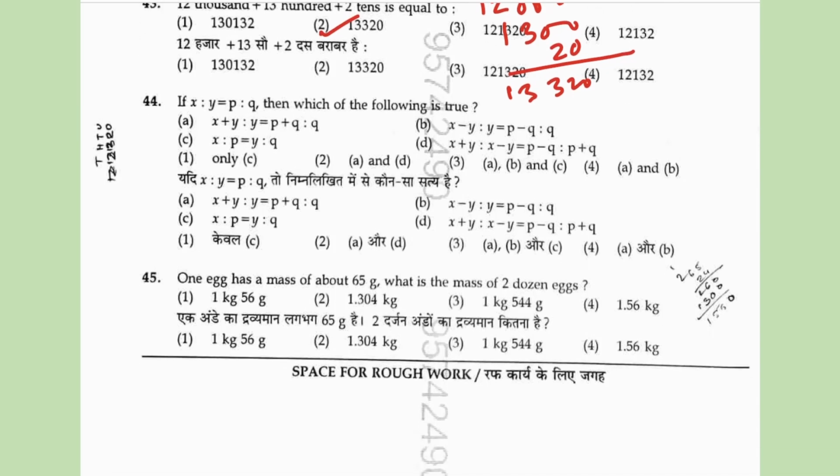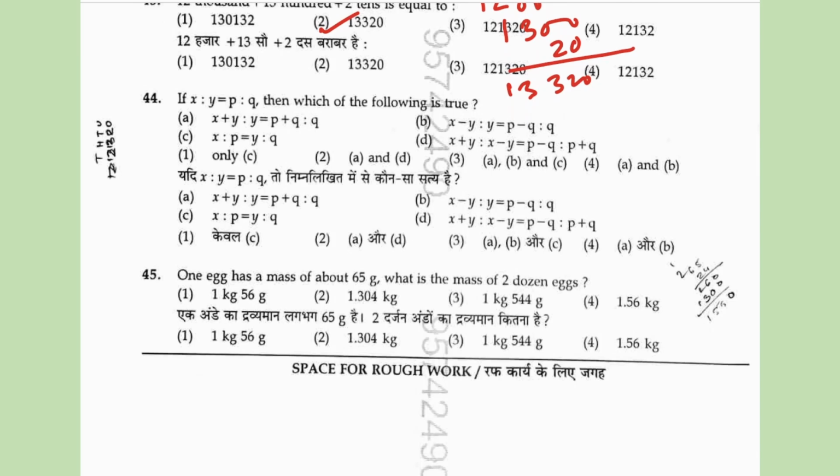Now this is a very, very good sum. It will require some explanation. So it says x is to y is the same as p is to q. I'm writing it in the form of a fraction. So it's the same thing. X is to y is equal to p is to q. Then which of the following is true?